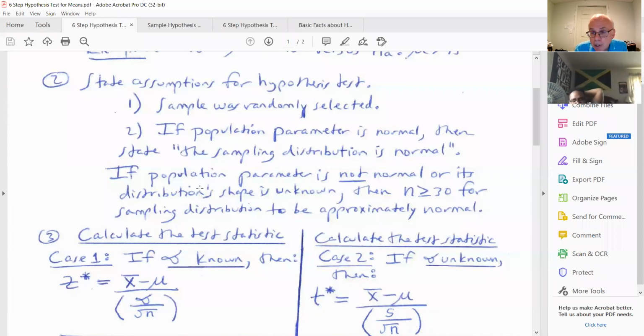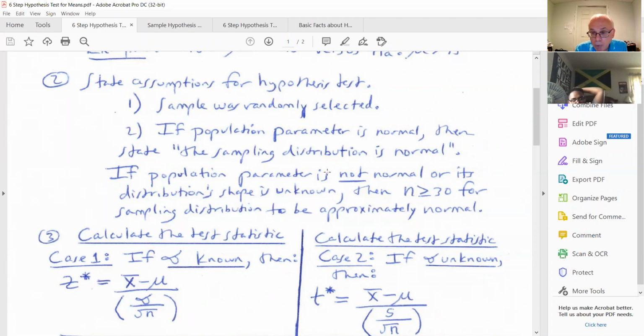However, if there's nothing mentioned about the distribution of the population, or it states that it's skewed or not normal, then we have to have a minimum sample size. And the minimum that most people use is 30. So the sample size needs to be at least 30. If it is at least 30, then you don't have to worry about what the population looks like. You can just assume that the sampling distribution is approximately normal.